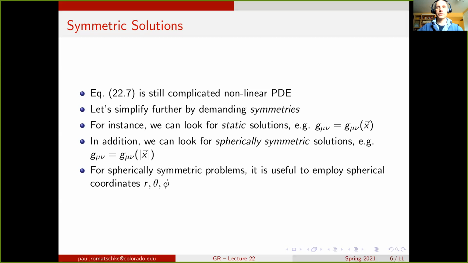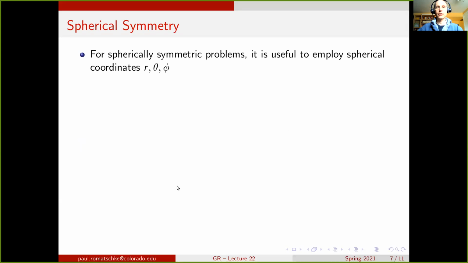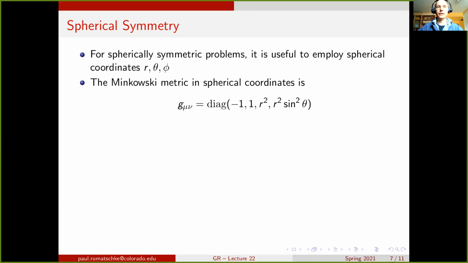If we want to talk about spherically symmetric problems, it is usually useful to consider spherical coordinates r, θ, and φ. So if we use spherical coordinates, we can remind ourselves how familiar quantities look in terms of those coordinates. In particular, we can write down the Minkowski metric, which is just flat space-time in spherical coordinates. We do the usual coordinate transformation, and we find that the Minkowski metric tensor in spherical coordinates is a diagonal matrix, with a -1 in the time-like component, a 1 in the radial component, r squared in the component that goes along with the angle θ, and r squared sine squared θ in the direction that goes along with the coordinate φ.